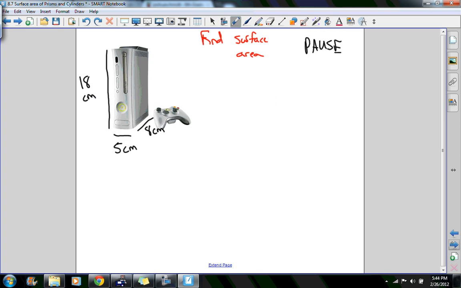I want you to try to find the surface area of this box. Give it a try and see how you do, and then I'll come along and we'll work together.